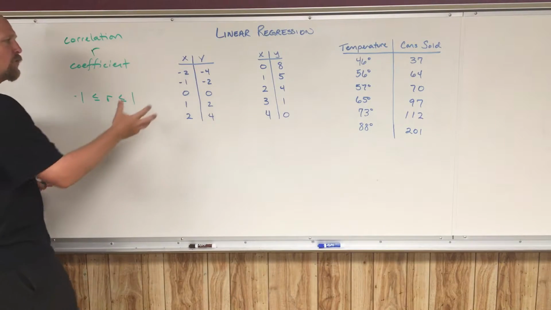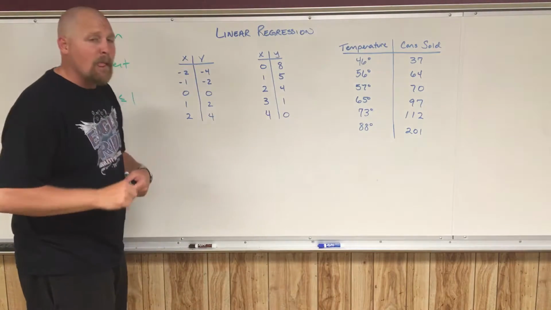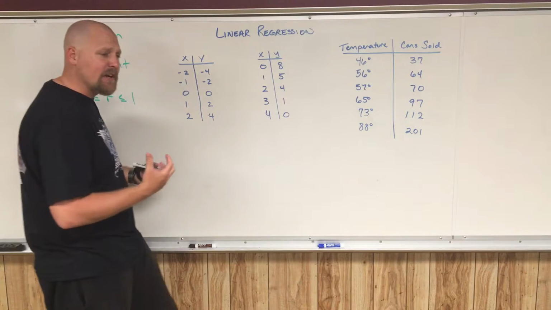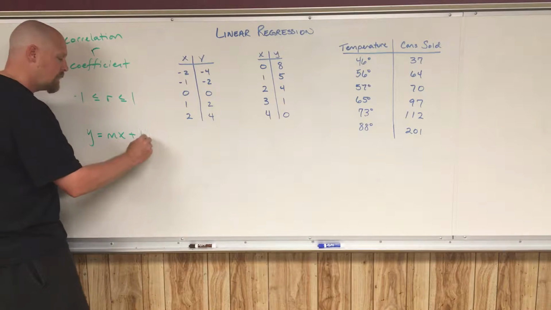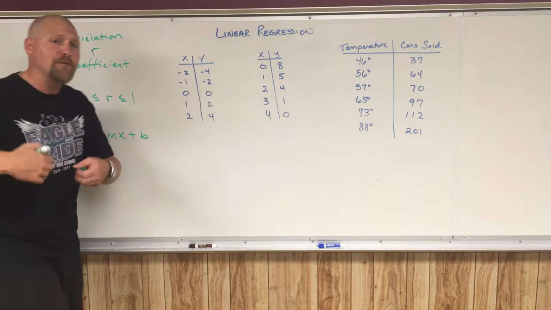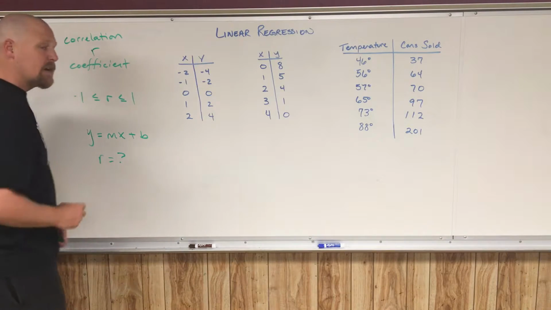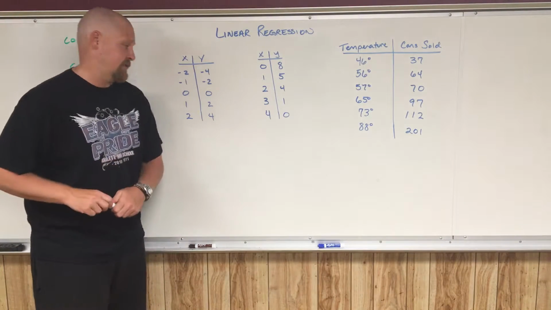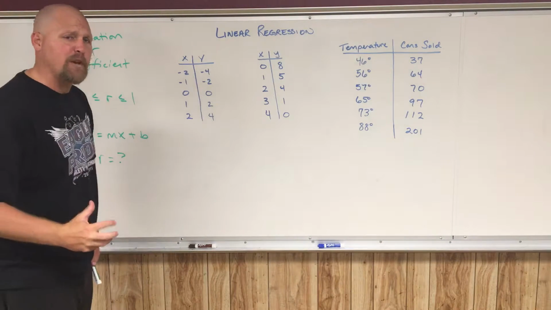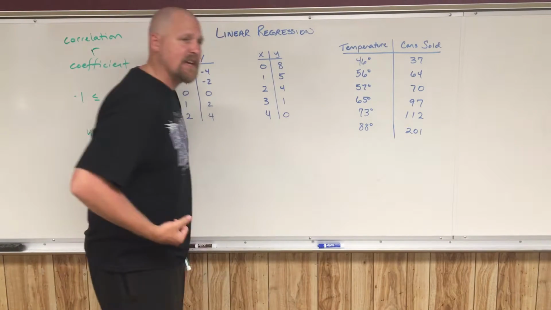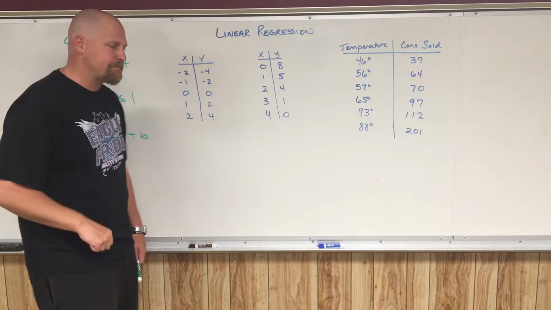Okay? So what we're going to do is take this information and type it into the calculator. When we type it into the calculator, we're going to get y equals mx plus b. That's our linear equation or our function rule. And we're going to get r, our correlation coefficient. So we're looking for the function rule and the correlation coefficient so we can describe these data sets and then maybe predict what's going to happen in the future.